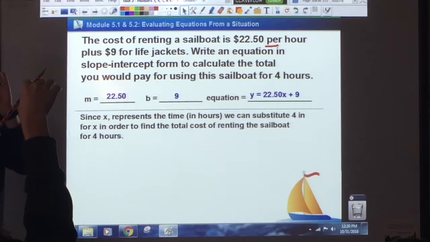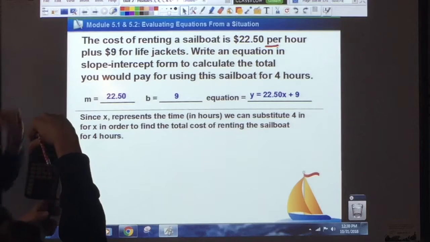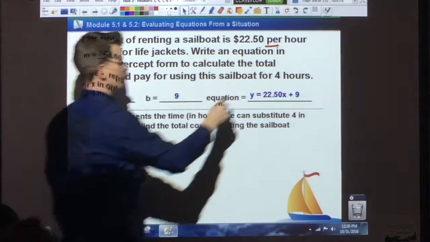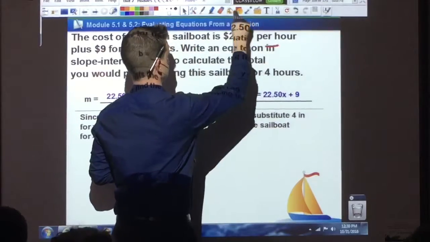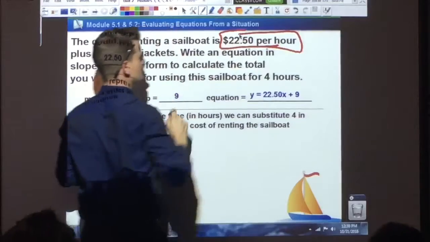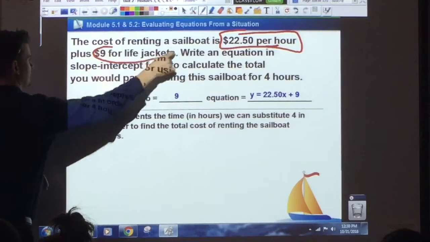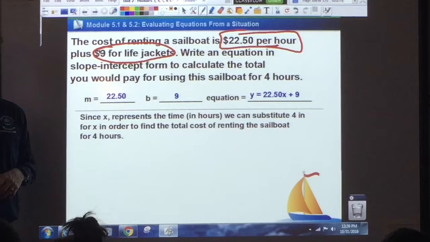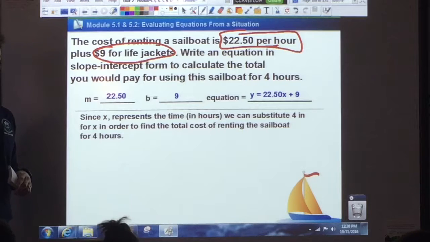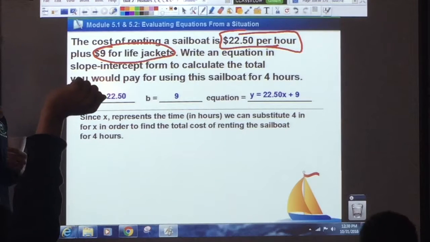Let me tell you, this is where you have to be careful. As I said, at some point I was going to switch it up. It's not yet, but be careful. We want to know for 4 hours. $22.50 per hour, $9 per life jackets. I'm not switching it up yet here. 4 hours, that's going to be X. Substituted out, we get 4.